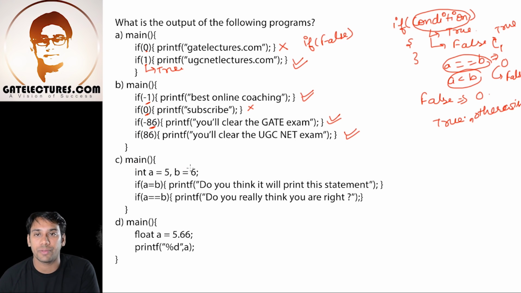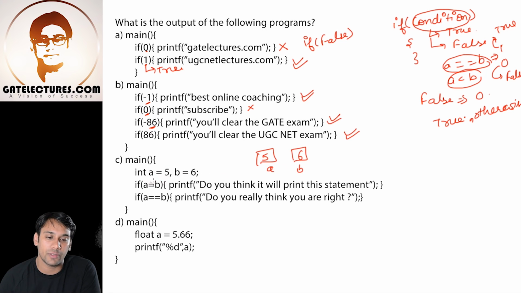In this program we have two variables a and b. The value stored in a is 5 and the value stored in b is 6. First of all they have written if a single equals b, and in the next statement we have a double equals b. So what is this a single equals b? That means I'm copying the value of b into the variable a and then it is going to return that value. So I've copied 6 into the variable a and it is going to return the value. That means this statement is going to be if 6, and if 6 means it is true, therefore this statement will be executed.